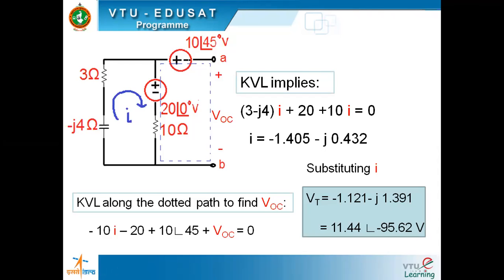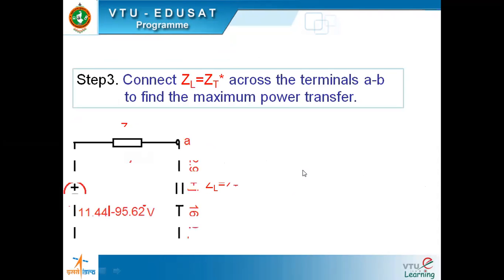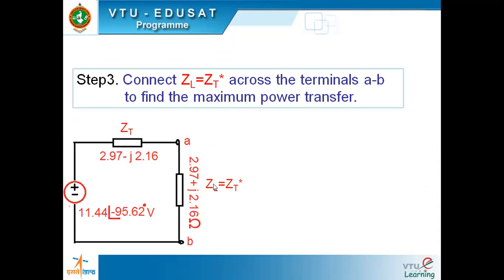Understand this now? So this is the Thevenin's equivalent network. What we need to do is connect back the load. And what should that load impedance be? This load impedance should be the complex conjugate of Thevenin's impedance. See, if ZT is 2.97 minus J2.16, what is ZT conjugate, ZT star? This minus would become just plus. That is what is written here. ZL is 2.97 plus J2.16, the complex conjugate of this.